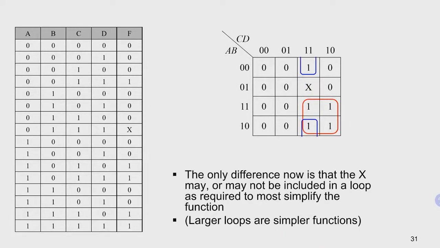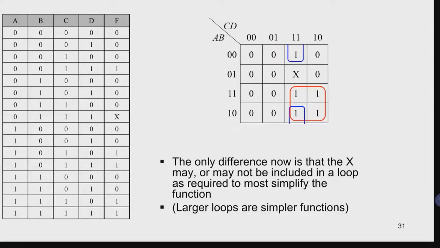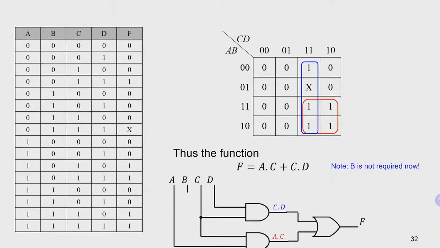So we can make use of that x to minimize our functions. Okay, so this was the original loop. With the x there, we can make that x to 1. And now we can use a group of 4 ones to further minimize our functions.